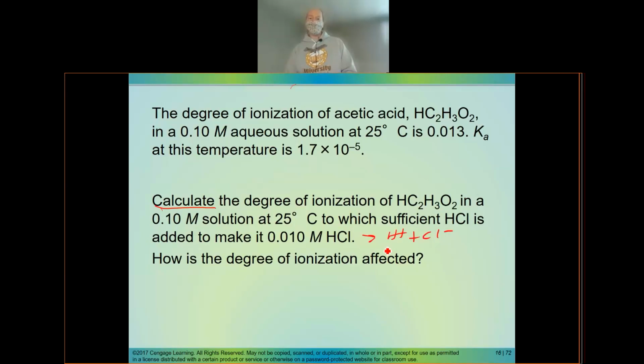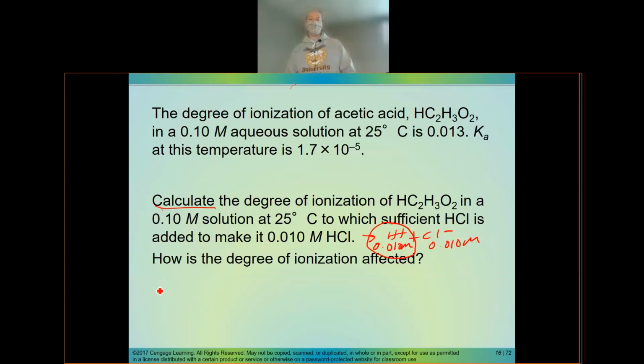And so you're going to have 0.010 molar H plus, 0.010 molar Cl minus. Cl minus has no effect on the pH, but the 0.010 molar H plus has a huge effect on pH. But the question here is, how is the degree of ionization affected?